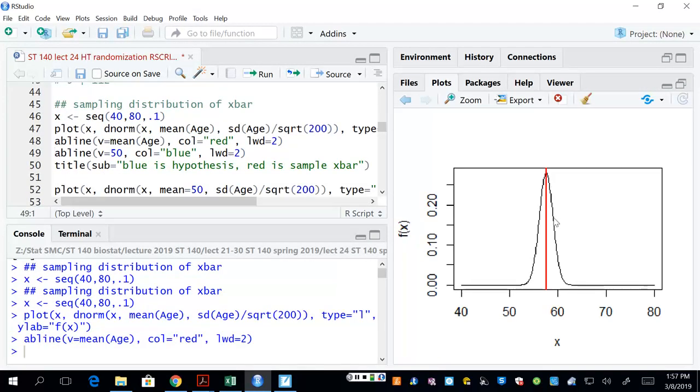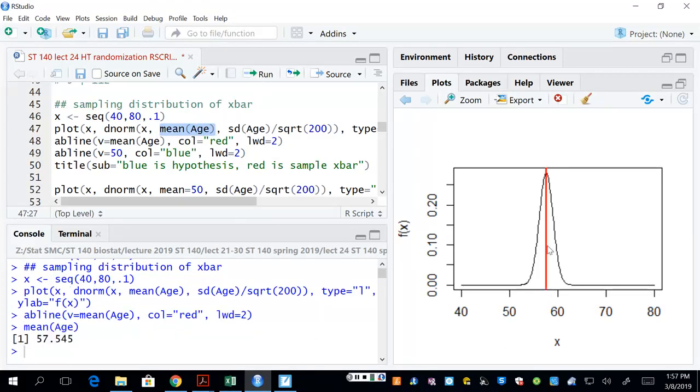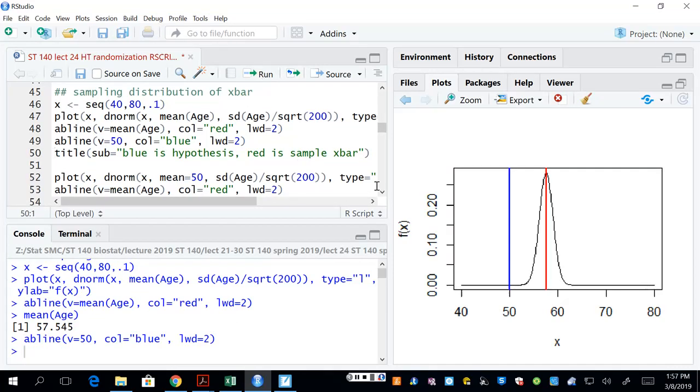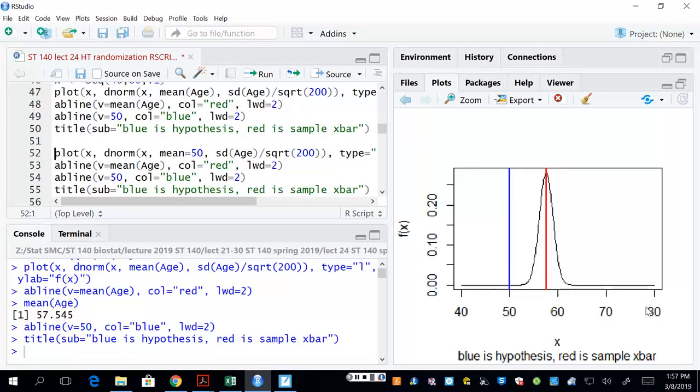The average 57 that I've used right now, this mean of age, is, oops, I was just going to copy this. I'll just run it there. It's 57.5, so that's where that average is. Where's 50? Is 50 in the ballpark there? So there's 50, and a nice little title below that. But if the sampling distribution is centered around 57, that's the spread of x bars that we're supposed to see, and our hypothesis of 50 is off from that. So these would look to be a little bit inconsistent with each other.